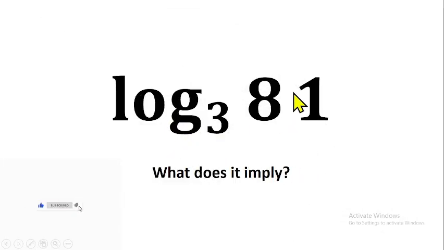Let's see another example. We are having logarithm of 81 base 3. What does it imply? How can you interpret logarithm of 81 base 3? It means: how often can you raise 3 to get 81? What is the power of 3 to get 81? How many times can you raise 3 to get 81? So that's the meaning of this logarithm of 81 base 3.